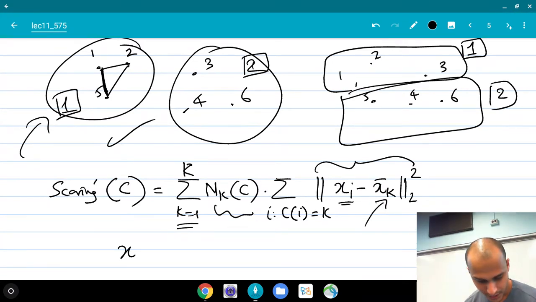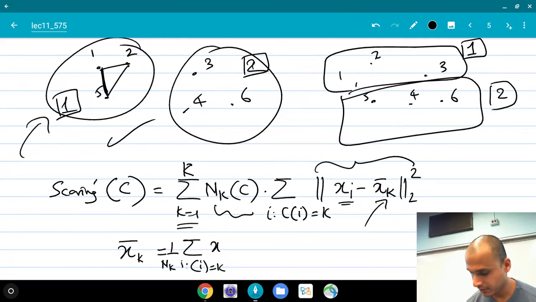So x bar for the cluster k is the average, which is the sum over i such that Ci is equal to k of 1 by Nk times xi. It's just the average: pick all the points in the cluster and take the mean. So this is a slightly different function.